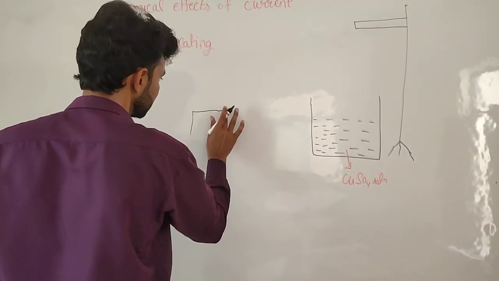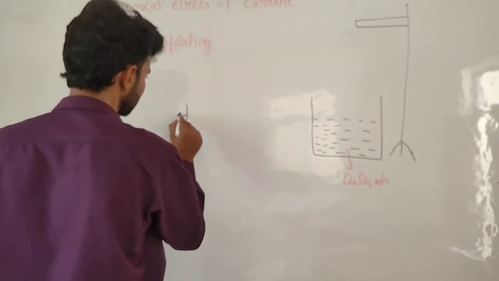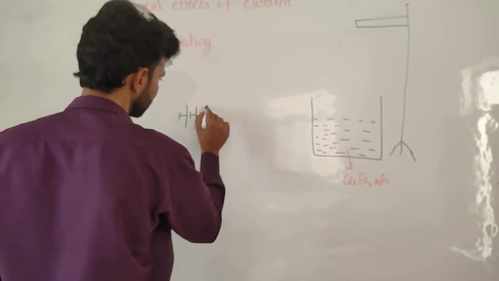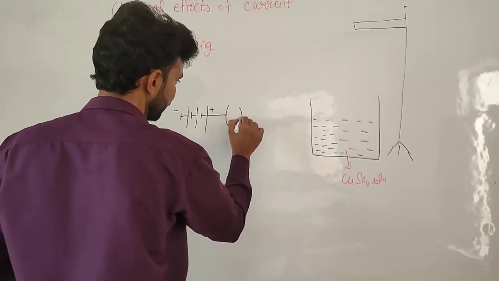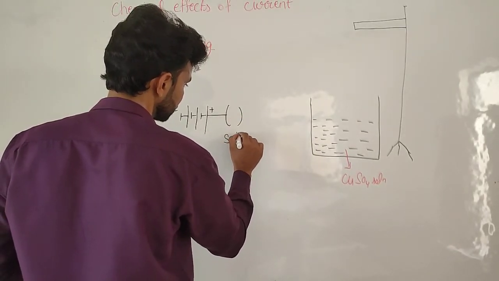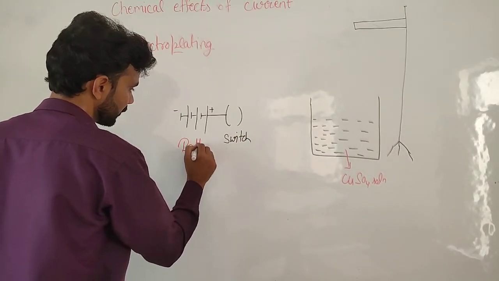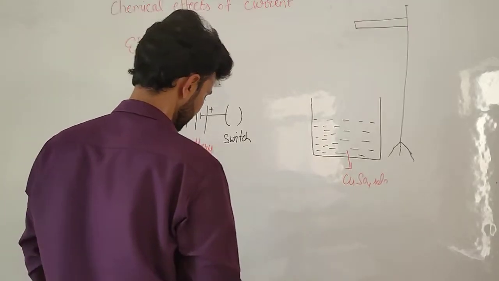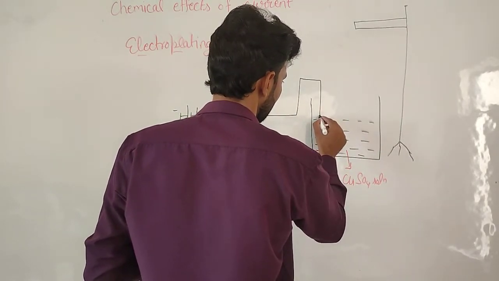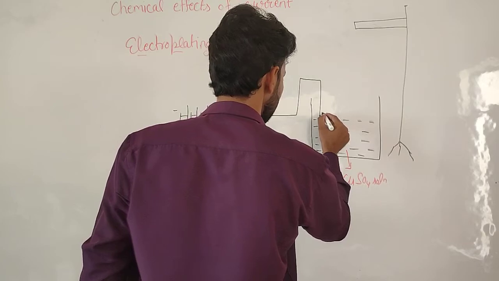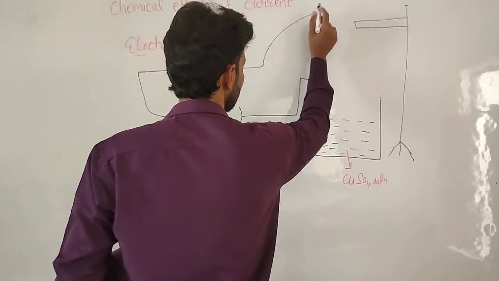Here we have a battery. This is the positive terminal and this is the negative terminal. Here we have a switch. Battery. This is connected with the positive terminal. Now another wire, a copper insulated wire.